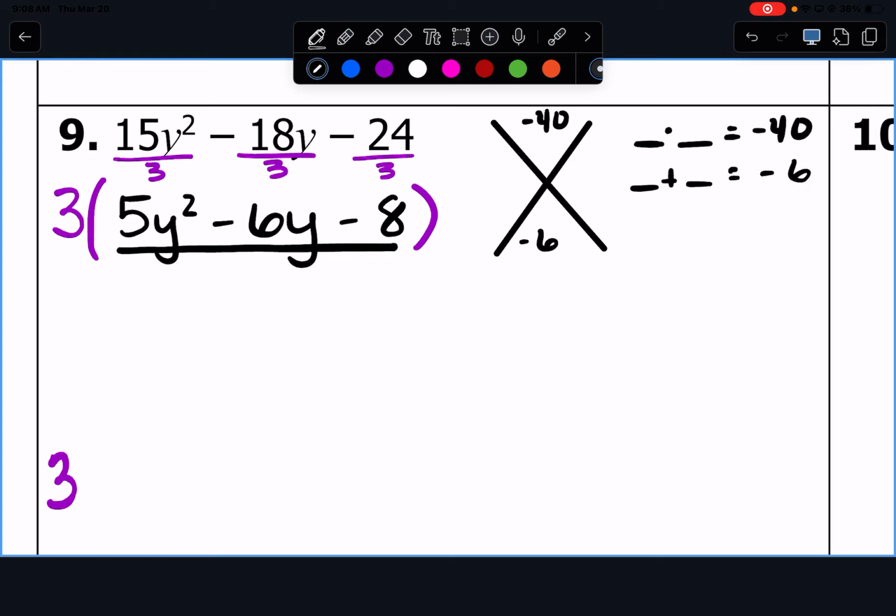What are the factors of negative 40 that can do that? We have 1 and 40, 2 and 20, 10 and 4, 5 and 8. Which of those could give me 6? 10 and 4. What combination of them to get negative 6 do I need? You need a negative and a positive. So to get negative 6, what do I need to do? Negative 10, positive 4.